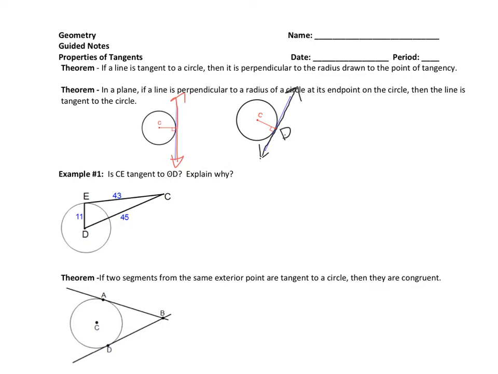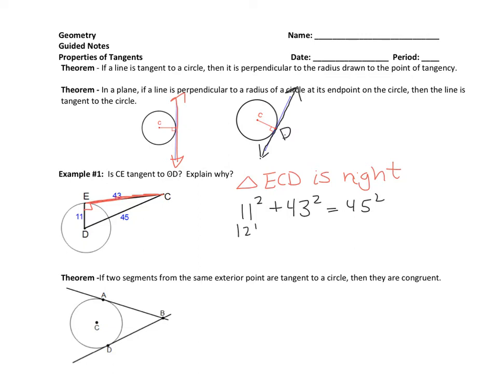If you look at example 1 here, it says, is CE tangent to circle D? Now EC is this segment here. If this is going to be tangent, then we know this has to be a right angle. If that's true, then triangle ECD is a right triangle because it has a 90-degree angle. If it has a right angle, then the Pythagorean theorem must hold. So 11 squared plus 43 squared would have to equal 45 squared.